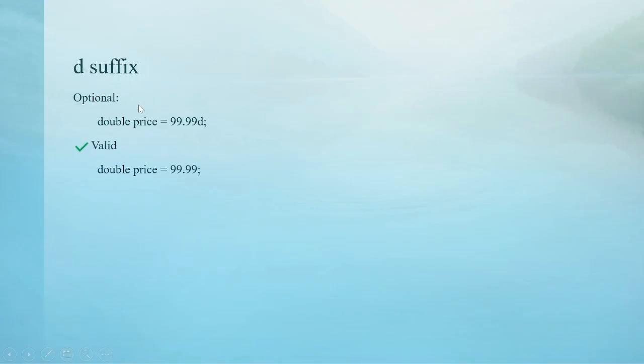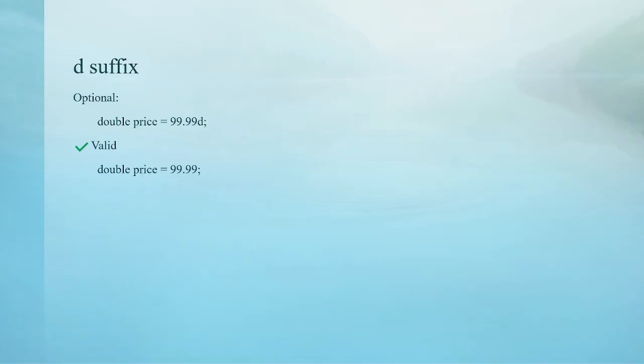We can also use the D suffix to explicitly indicate that the value is a double. Like double price is equal to 99.99D, and this is also valid. But the D is optional because decimal literals are already double by default. So simply we write this: double price is equal to 99.99.